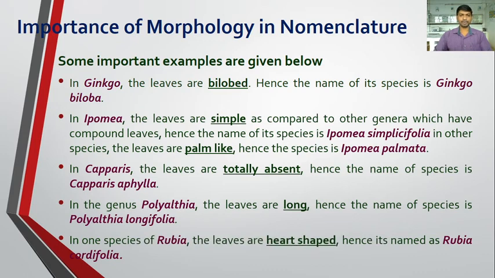In one species of Rubia, the leaves are heart shaped. Hence it's named Rubia cordifolia. Cardiologist we know, so it is concerned with the heart. So in Rubia, the leaves are heart shaped, so the name of the species is cordifolia. Rubia cordifolia. So these are the examples where the naming of the plant has been done with the help of morphological characters. Or one can say that the naming is done on the basis of specialized morphological characters found in that plant or in a particular plant.